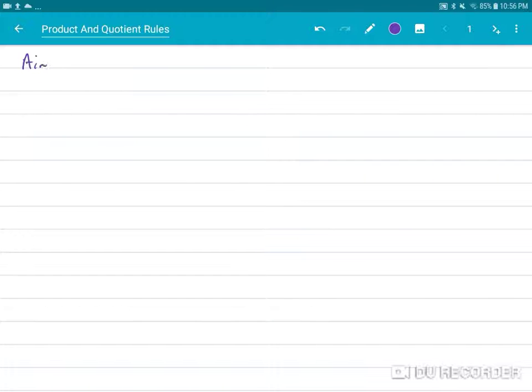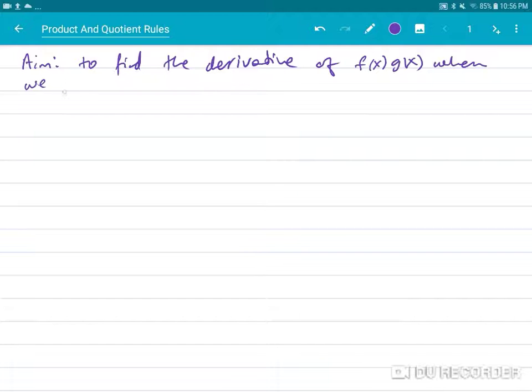So our aim is to find the derivative of a product of two functions, f of x times g of x, when we know how to differentiate each one separately. Okay? F prime of x and g prime of x separately. Okay?